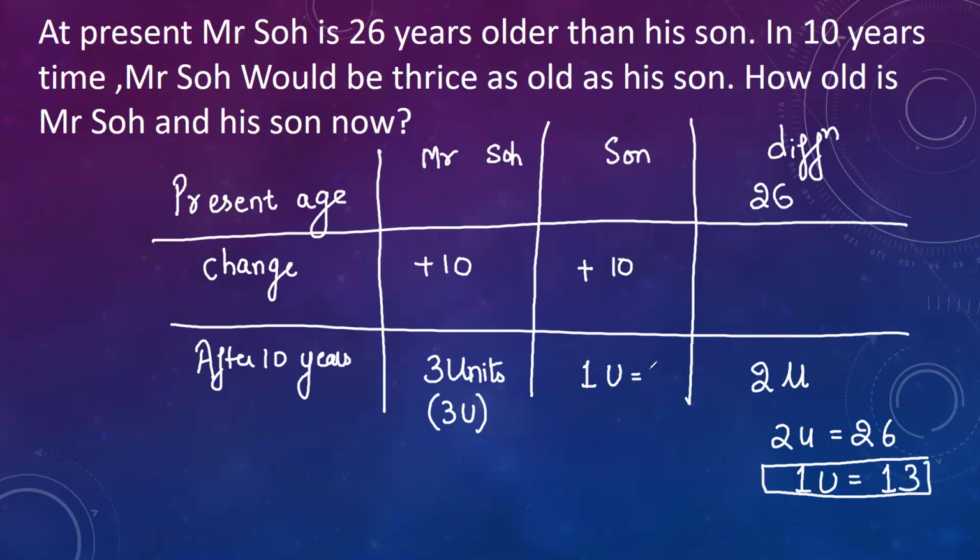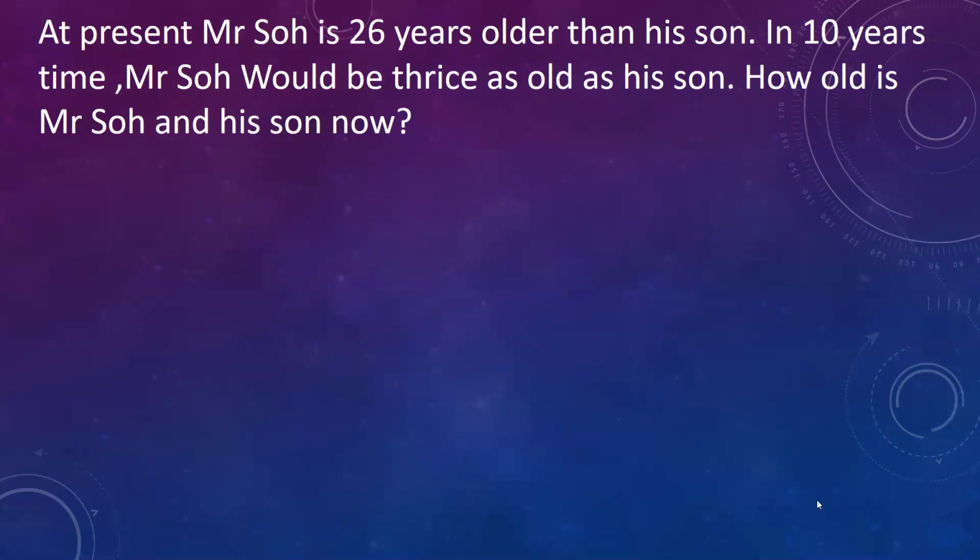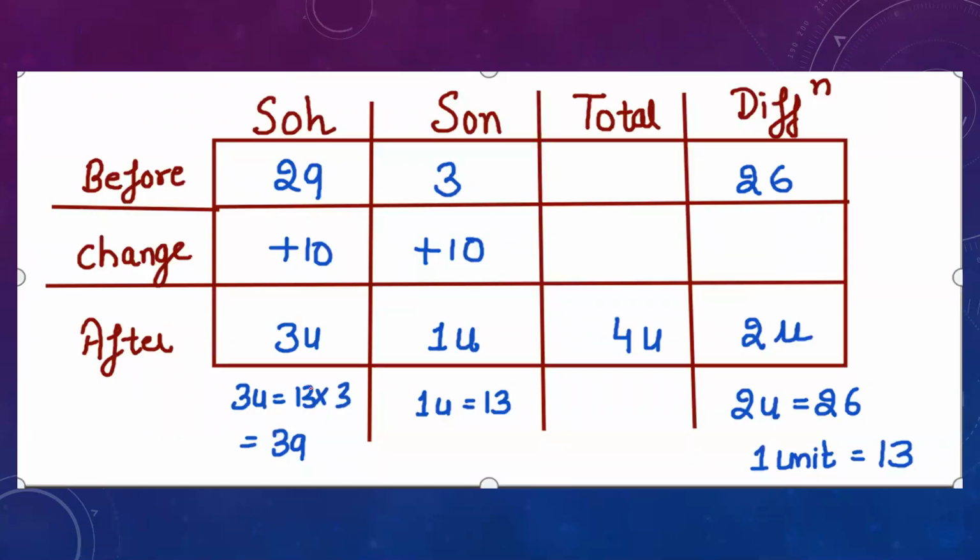Now this is equal to 39, and this is equal to 13. So 10 years before, this will be how much? 3 years. And 10 years before, this will be how much? 29 years. So can we tell that Mr. So's age is 29 years now, and the son's age is 3 years now? If you want to take a screenshot, this is the total solution. So let's go to the next question.